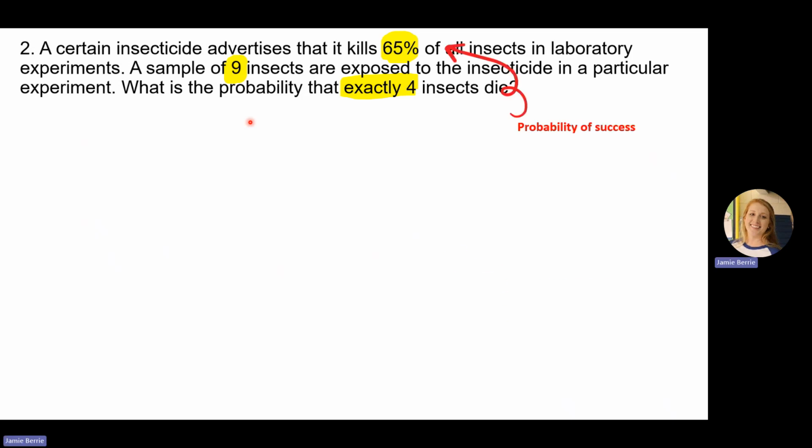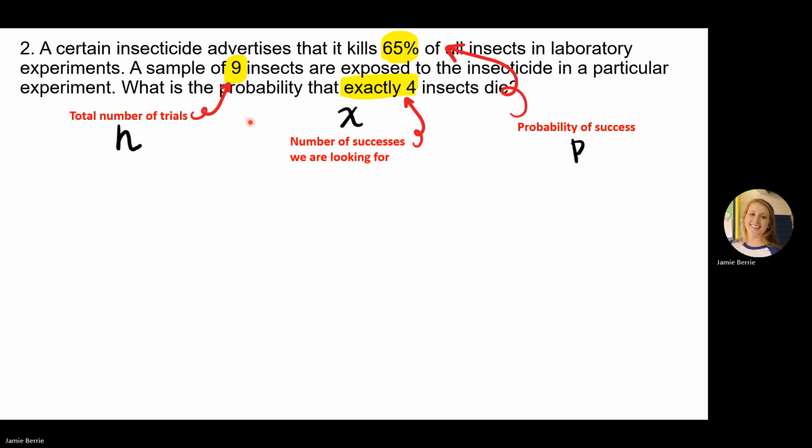Right, so our probability of success is 0.65. Number of trials is 9. Total number of successes that we're looking for is exactly 4. So there's N, P, and X. N would be 9. X is exactly 4. P is 0.65.